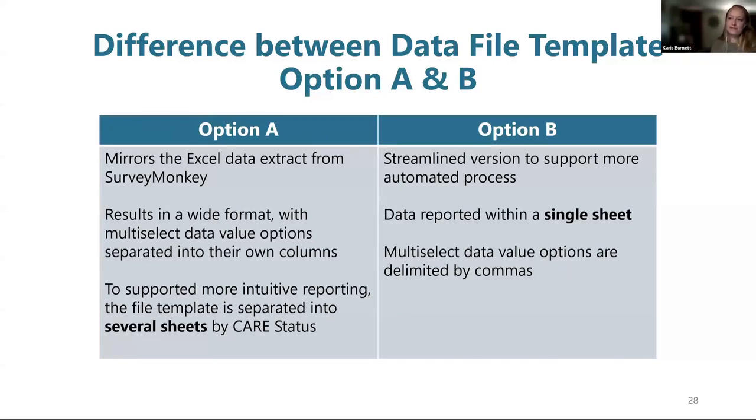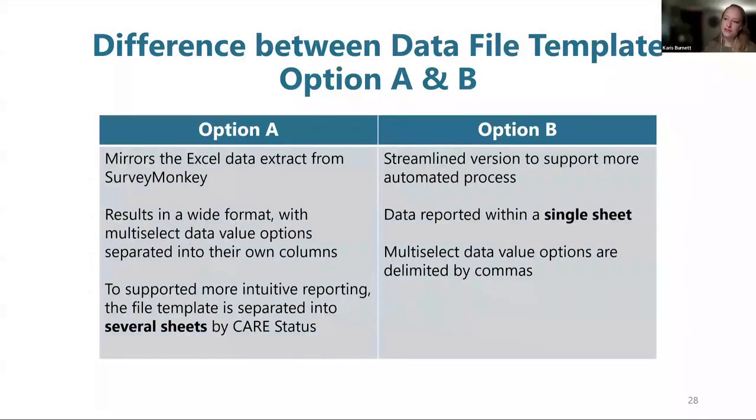All right, so here we have summarized the differences between data file template option A and B. Data file template option A mirrors the Excel data extract from SurveyMonkey. Due to the limited functionalities of SurveyMonkey, the associated data file template results in a very wide format. The multi-select data options are separated into their own columns, and the HMA data team structured the CARE Act data file template according to the CARE Act status, so you will have several sheets to make it more intuitive for reporting the CARE Act data.